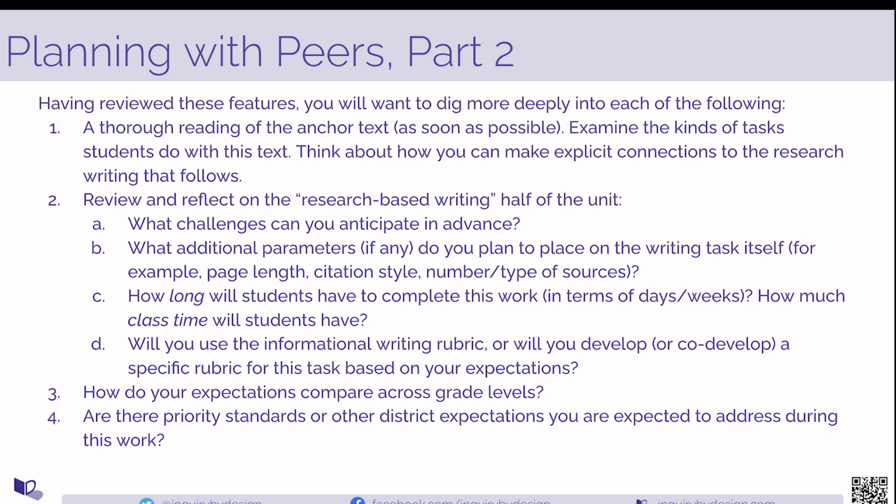So, once again, there are two parts to this. Reviewing the text used in the first part of the unit, and the work that goes with it in greater detail, and stopping to unpack exactly what your expectations are for the research writing project. If you have certain priority standards that you're focused on right now, or if you already know some goals that you have for student writing based on what you've already seen from them in the classroom, you should incorporate that thinking into your planning.